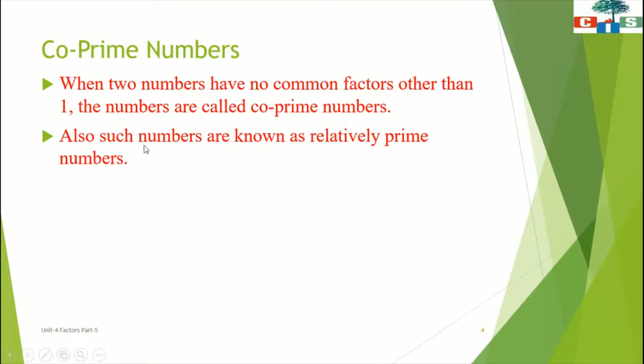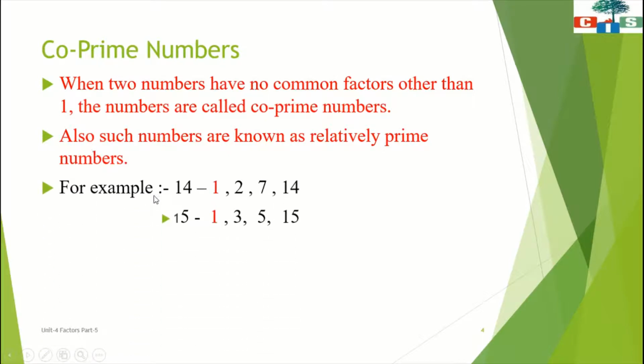Okay, the other name for coprime numbers is relatively prime numbers. Now we will see one example, that is 14 and 15. 14 and 15 are coprime numbers. Why? We will see that.